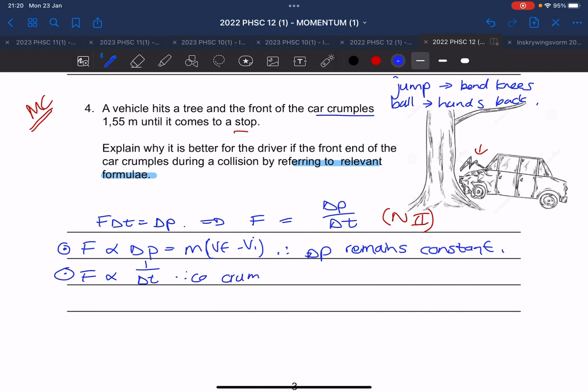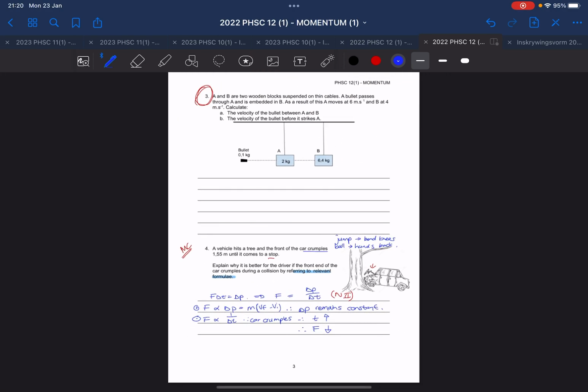So they are inversely proportional to each other, meaning when the car crumbles, it means the time increases. And because time is inversely proportional to force, that means that the force decreases. So it's better for the driver if it takes longer to come to a stop. But I'll explain this again and we're going to do that in exam questions as well.